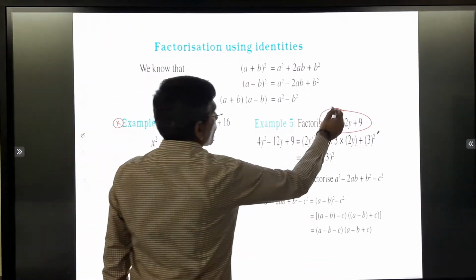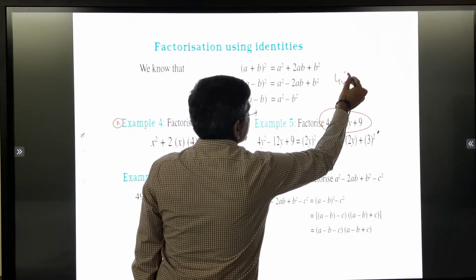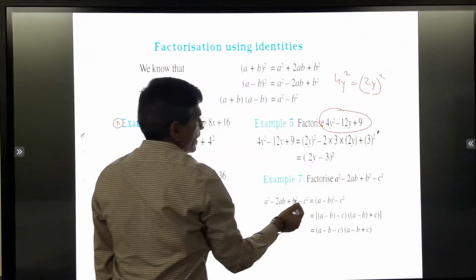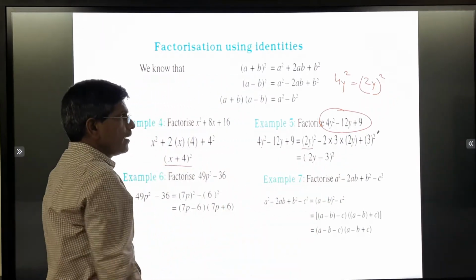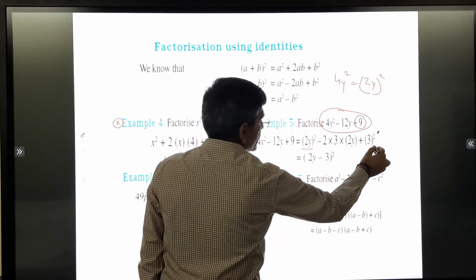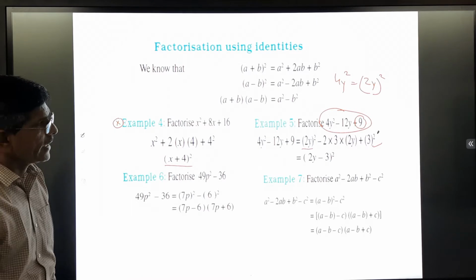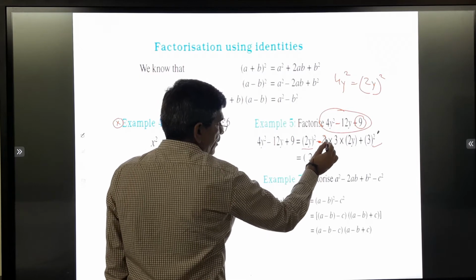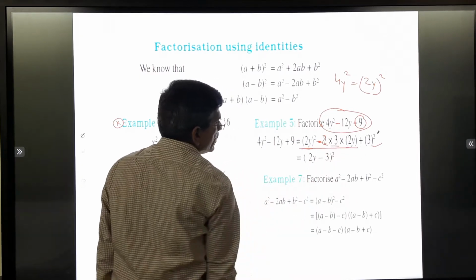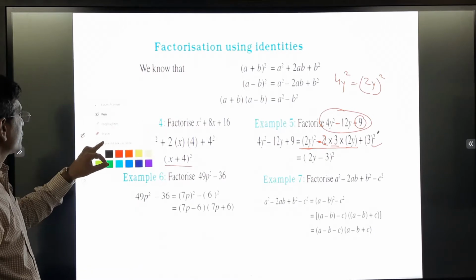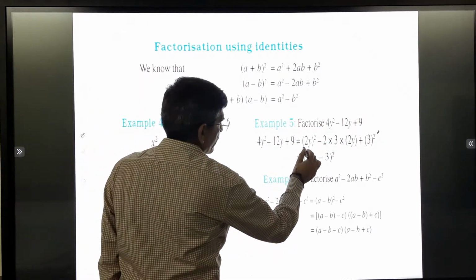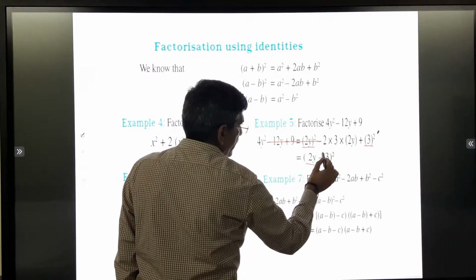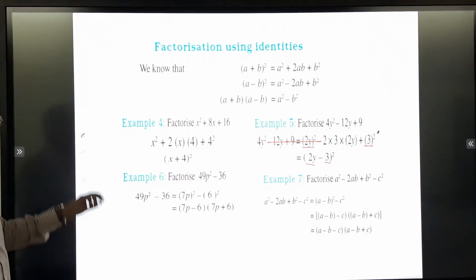If you see 4y squared, 4y squared is 2y whole squared. That is why here 2y squared. The last one is 9, so it is 3 squared, so 3 whole squared. And in between, the middle term sign is negative. So I have to write negative 2 into 2y into 3. So (2y minus 3) whole squared. From here we have to take 2y, from here I have to take 3, and from the middle I have to take the minus sign. So (2y minus 3) whole squared.